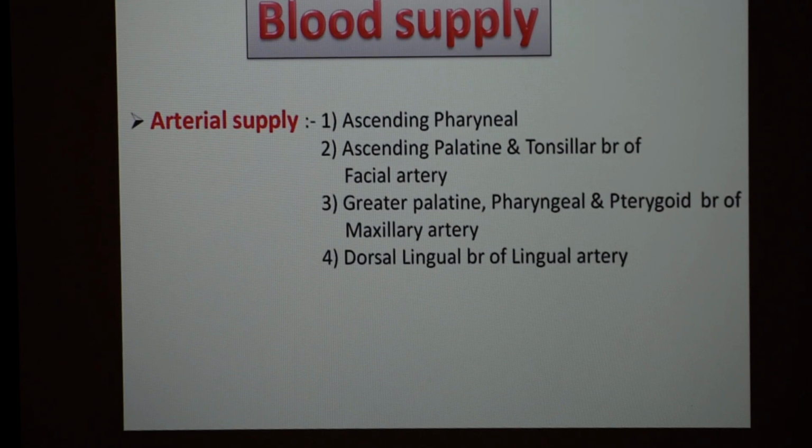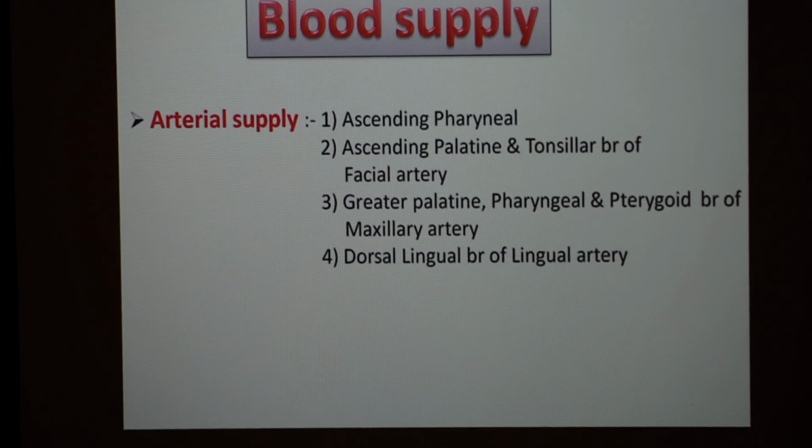Now, first of all, the blood supply of the pharynx includes the arterial supply and venous drainage. Now, the arterial supply also supplies the tonsil. You also already learned this in the topic of the tonsil. These are the branches of the external carotid artery.